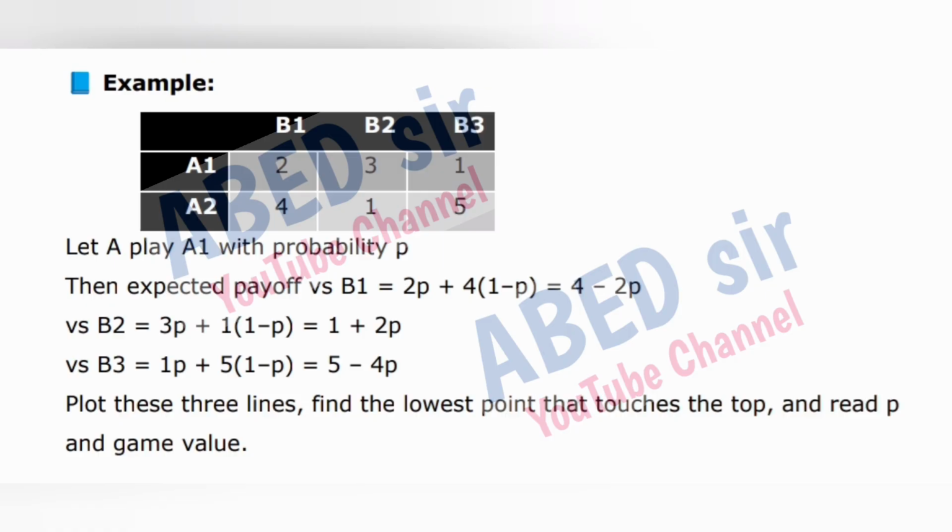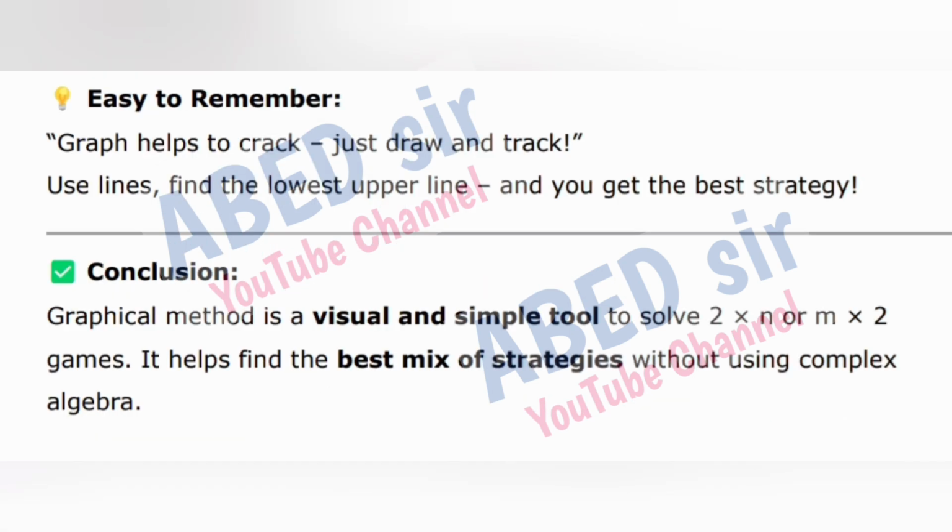Plot these three lines, find the lowest point that touches the top, and read P and gain value. Easy to remember: graph helps to crack, just draw and track. Use lines, find the lowest upper line, and you get the best strategy. Conclusion: the graphical method is a visual and simple tool to solve 2 × n or m × 2 games. It helps find the best mix of strategies without using complex algebra.